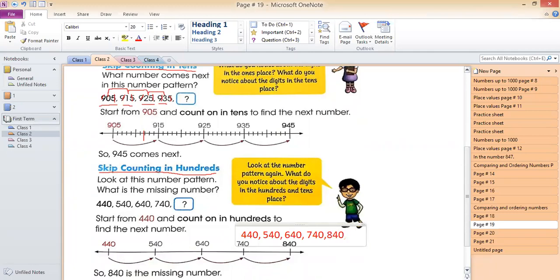8. 840. After 8, what comes? 940. After 9, what comes? 1040. After 10, what comes? 1140. So the number on the 100 place will be changed only. The numbers on the ones and the tens will always be the same when you are counting in hundreds.